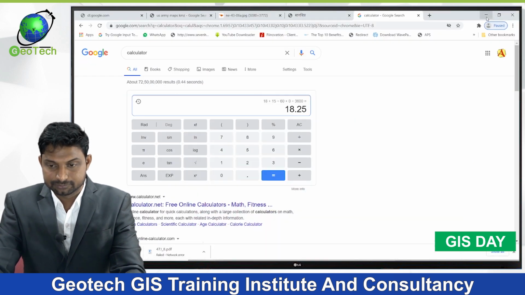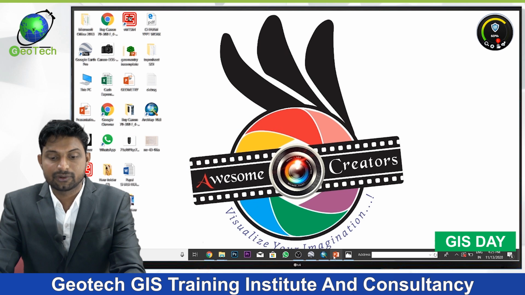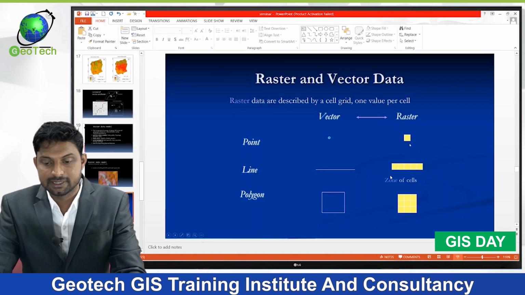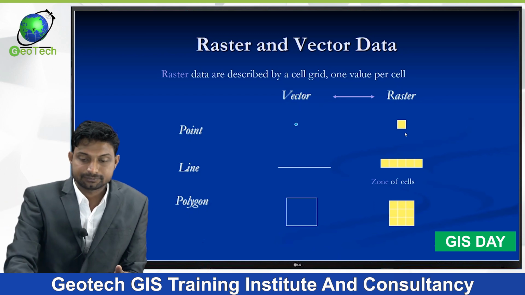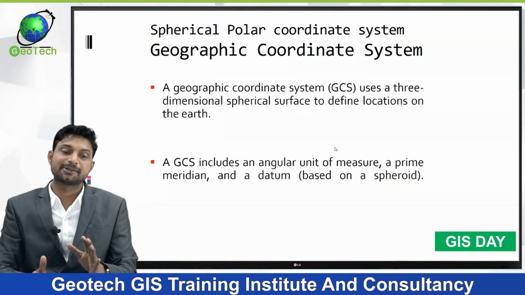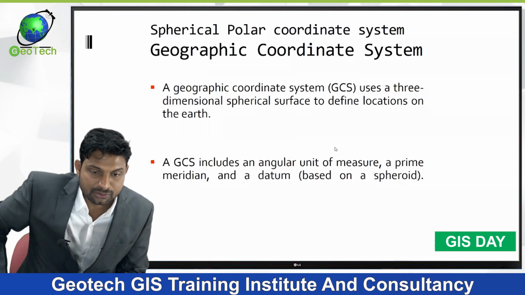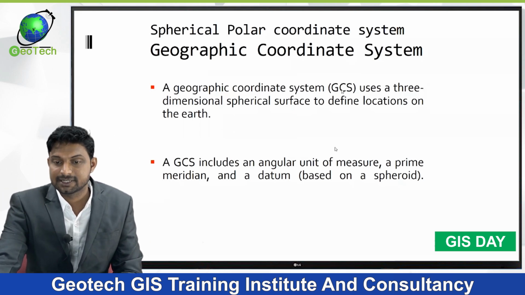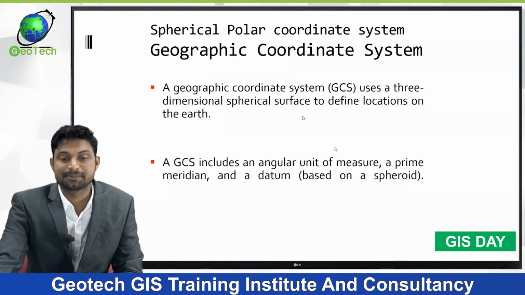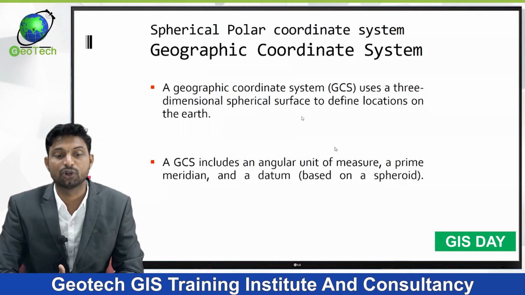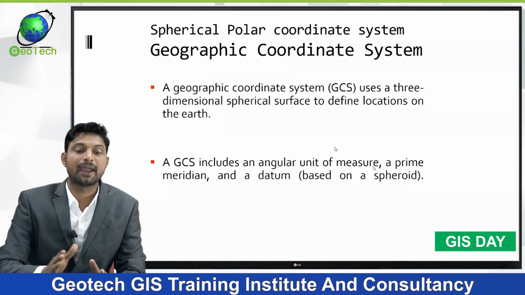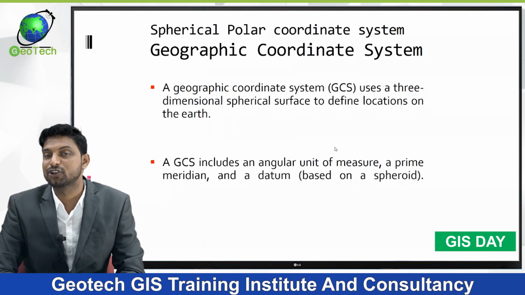So this is the basic difference between ungeoreferenced and georeferenced images. Now we are going to learn about projection. Before going to projection, we need to understand the difference between GCS and PCS. GCS, the geographic coordinate system, uses a three-dimensional spherical surface to define a location on the earth. A GCS includes an angular unit of measurement, a prime meridian, and a datum based on a spheroid.